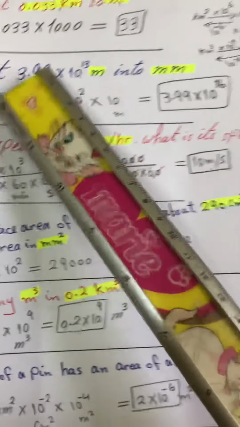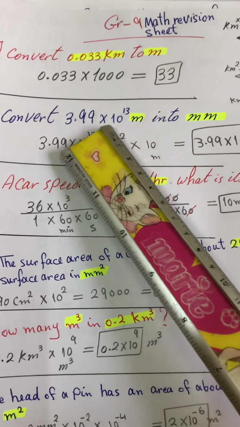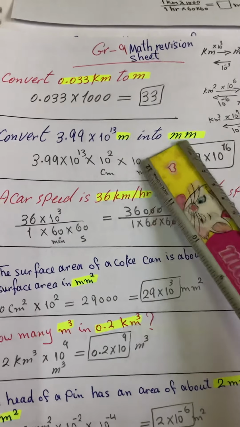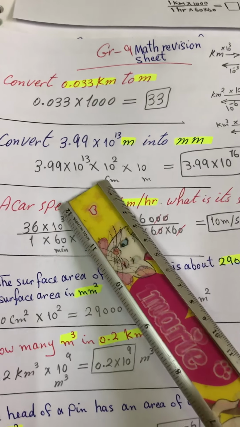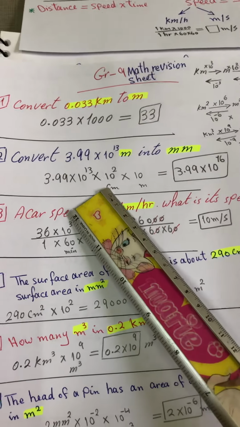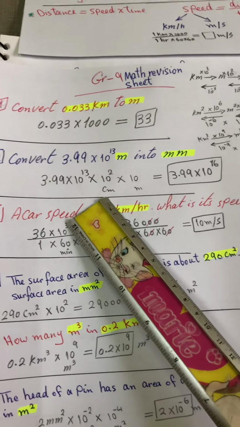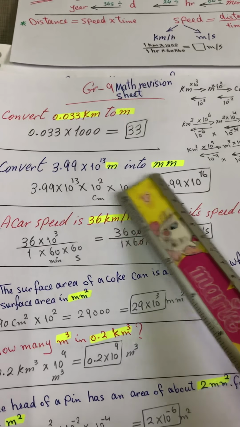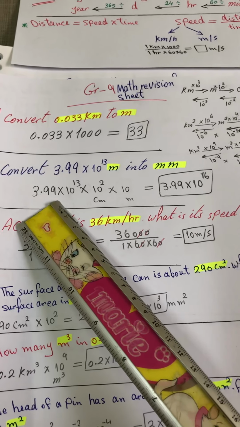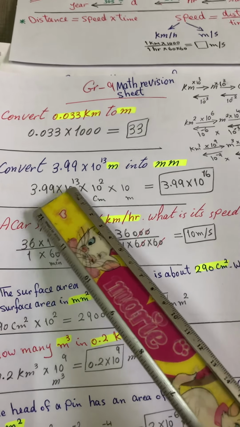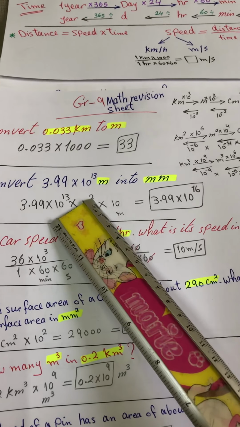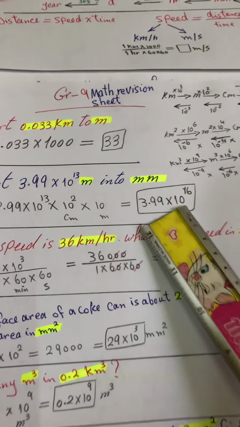So here, this is 3.99 times 10 in the C13 meter. From meter to millimeter, I'll multiply by 100 or 10 power 2 to change into centimeter. And then multiply by just 10 to change into millimeter. So here 3.99 is still the same, and just add the power. 13 plus 2 plus 1. 13 plus 2 equal 15 plus 1 equal 16, as you see here.